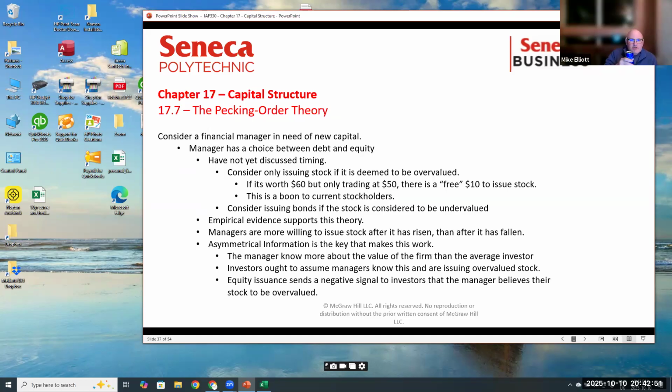So let's consider a financial manager in need of capital. Getting close. We have a choice now between debt and equity, and we've beaten this horse. We know that we have a magic number, the right amount of debt, because anything more, we have increased financial distress costs. Anything less, and we lose the benefit of our tax shield. So we've got this sweet spot. What we have not discussed is timing.